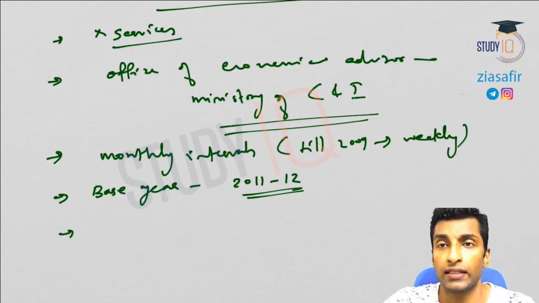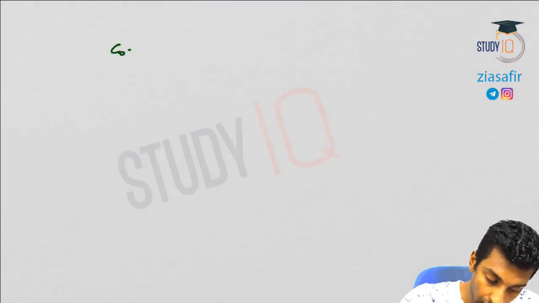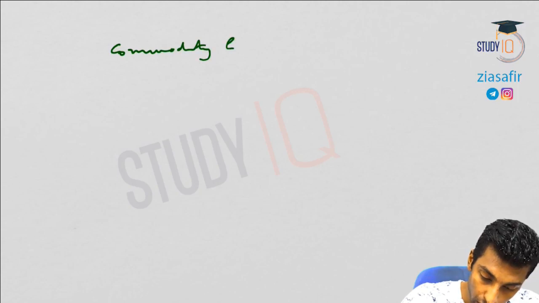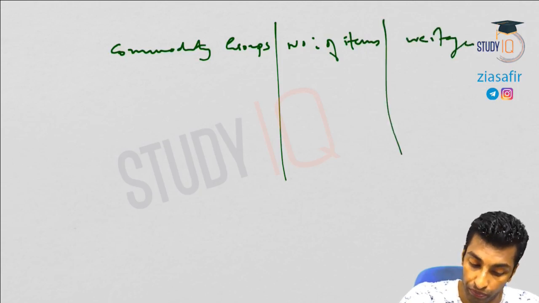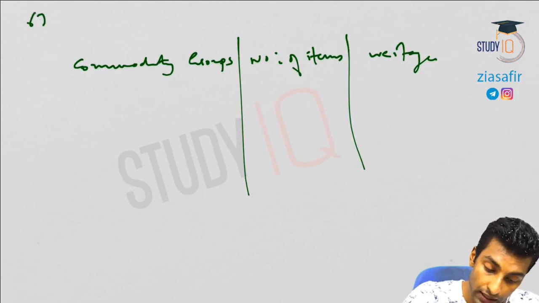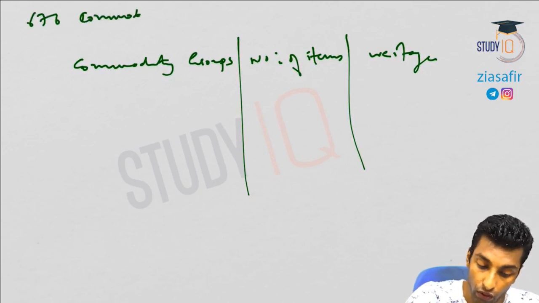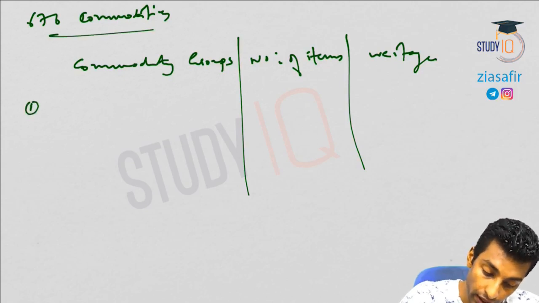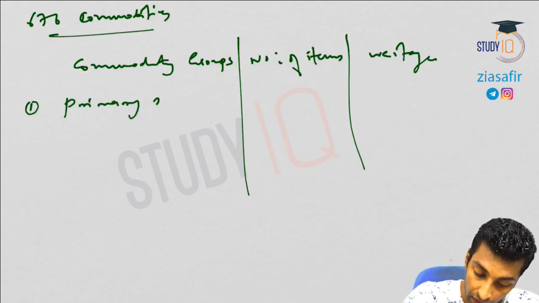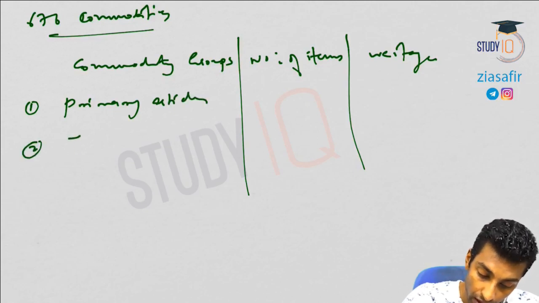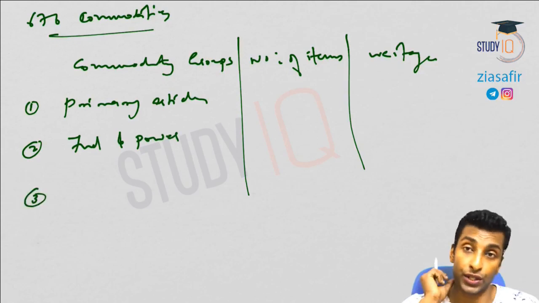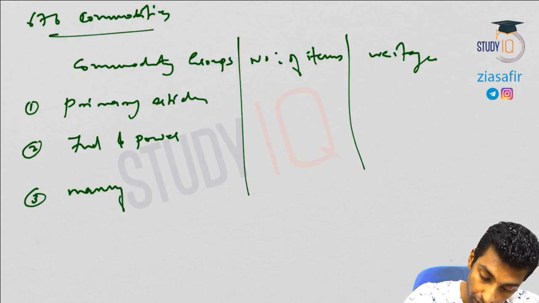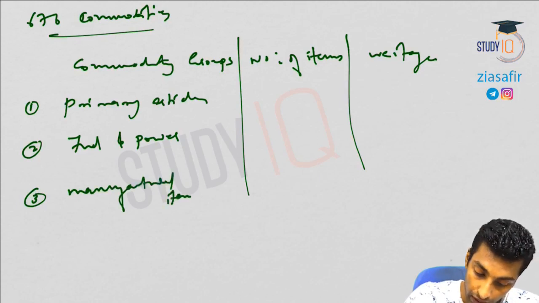Now it is based on 676 commodities. Now I'll show you what they are. Commodity groups. I'll make a table here with columns: number of items, weightage. So I've taken 3 columns. 676 commodities is what I'm going to take here. Okay, so it is primary articles. Second one, fuel and power. Third, manufactured items.